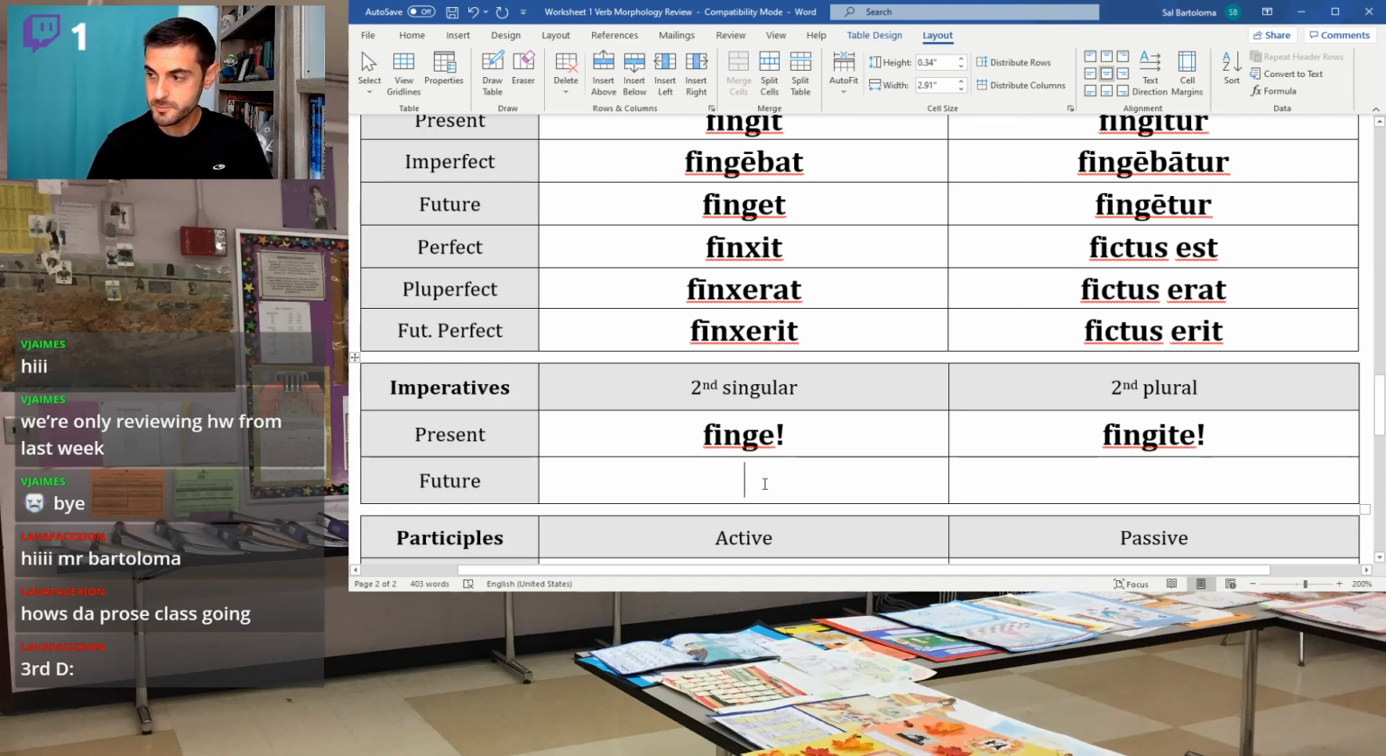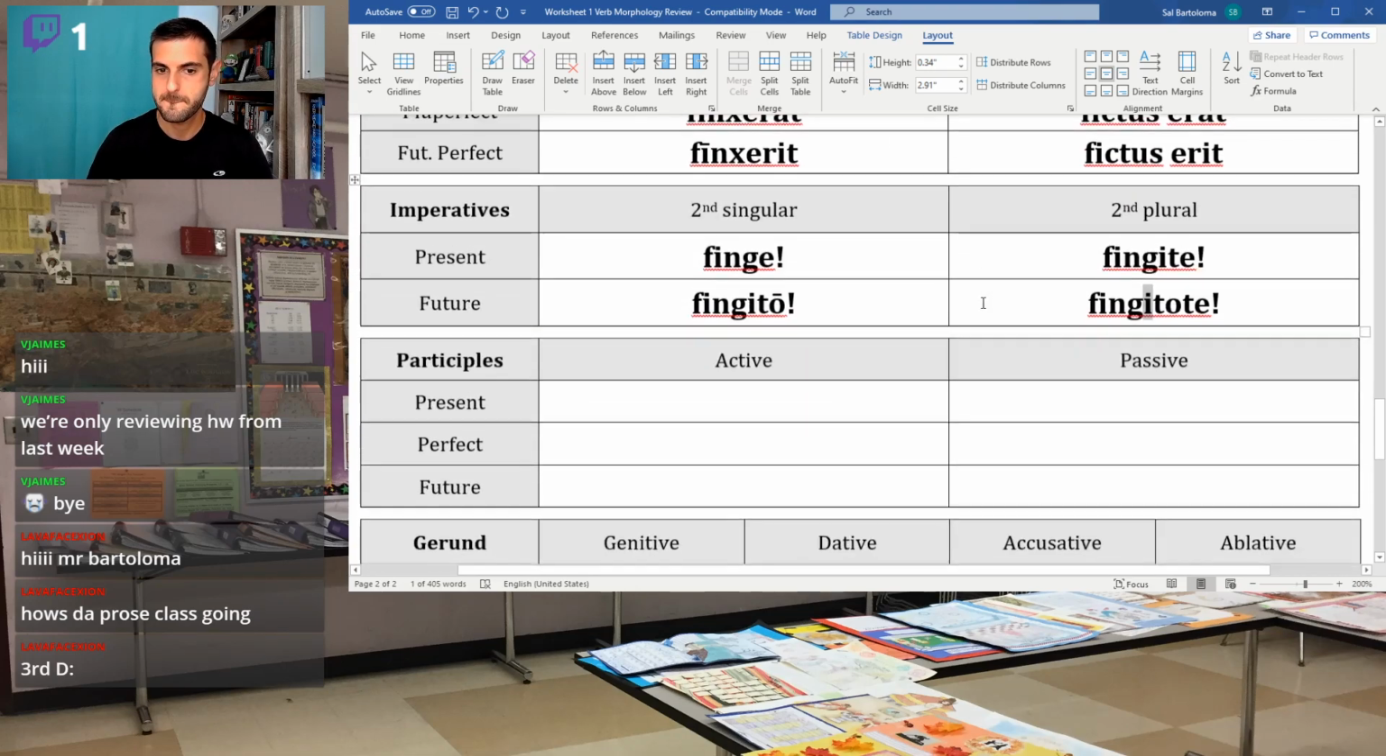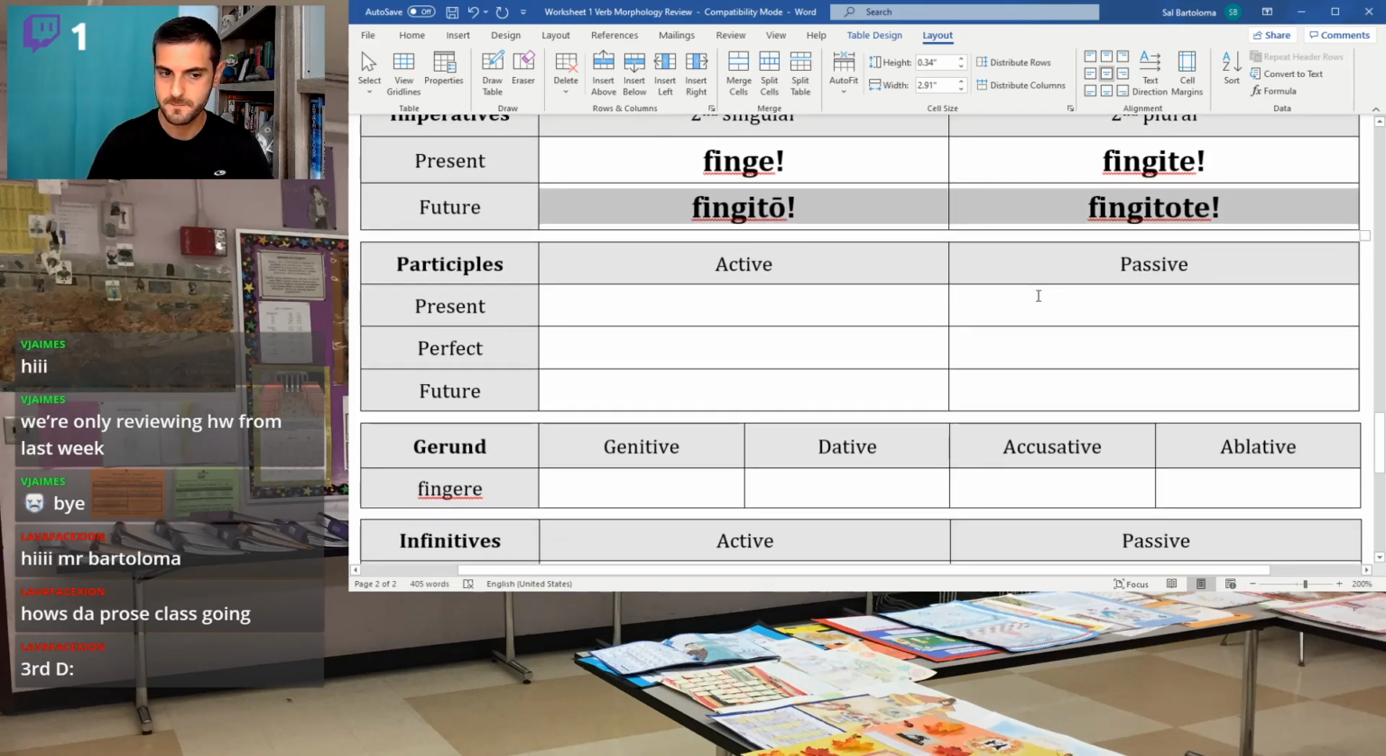The future imperatives, which we talked about today, might be a little bit new to you. This is where we say fingito and fingitote. So that I, that third conjugation I, is going to show up again. So when we go over to the future ones, we have this I in here. Fingito, fingitote. These should be old hat for you guys. These might be a little new. Okay.